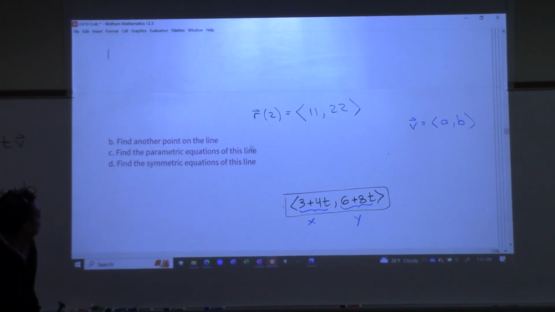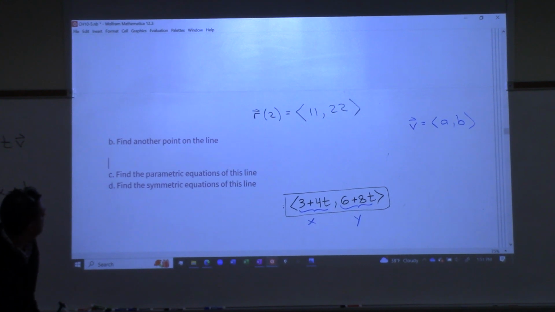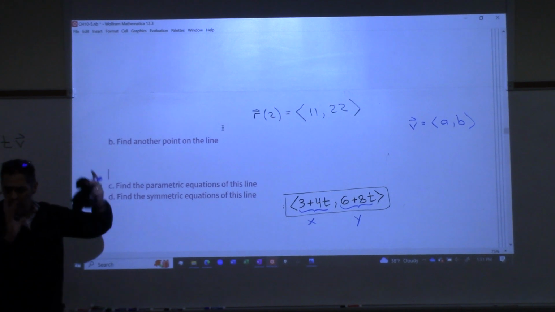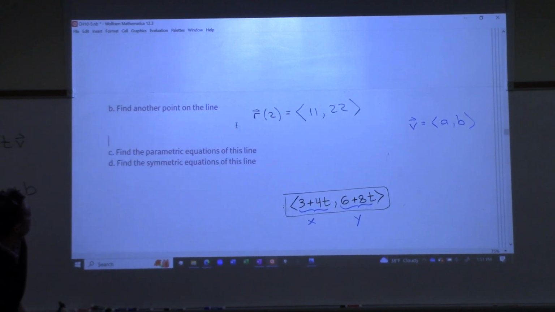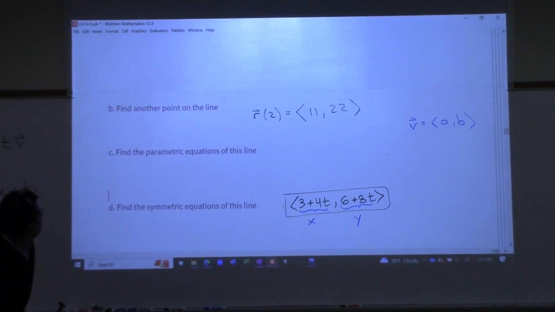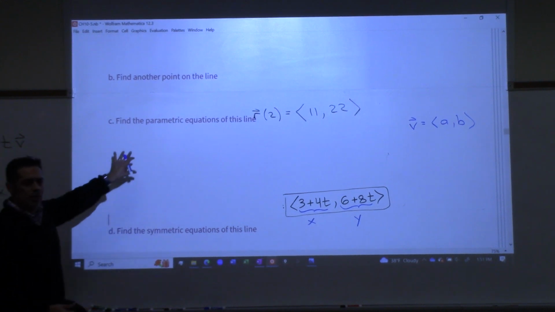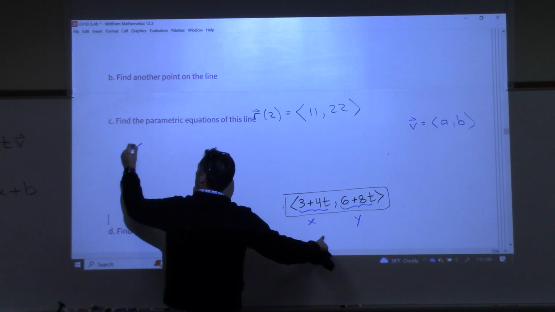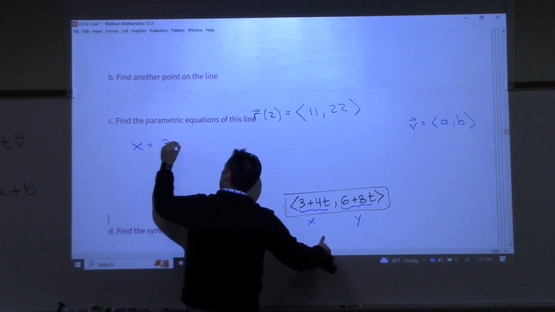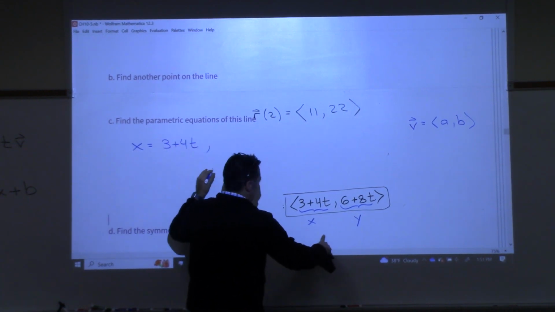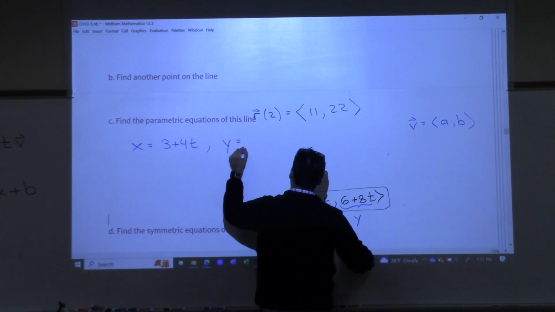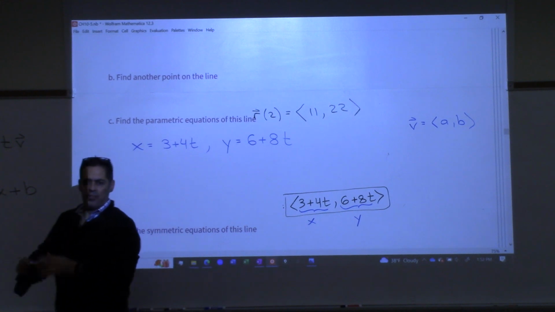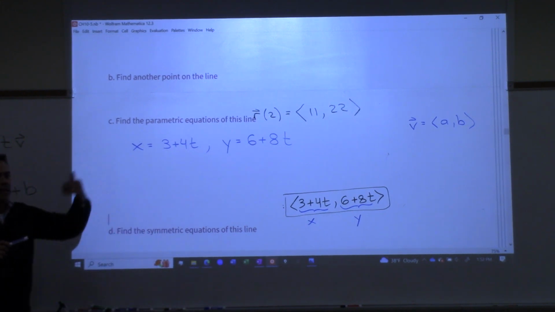I think we can continue on this. We answered that one, didn't we? Part B, we answered. Another point on the line, 1122, yes? Okay, now let's find the parametric equations of this line. We're answering part C. We already had this, don't we? X is equal to 3 plus 4t, and then comma, the y is equal to 6 plus 8t. Notice there's no vector notation there. It's just what's the x going to be? What's the y going to be?